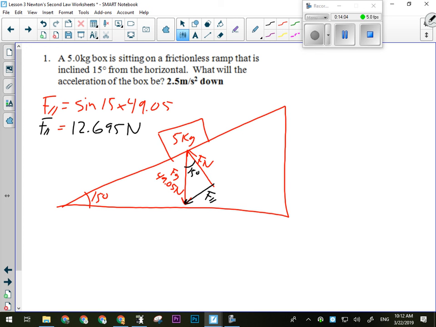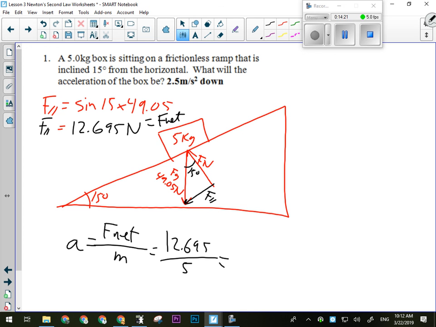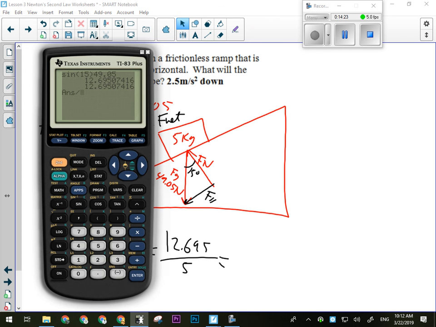Now that I have that, and I know that it's also my net force, because there aren't any other forces acting, I can calculate my acceleration. F net divided by mass. So 12.695 divided by the 5 kilograms. I get 2.5 meters per second squared.